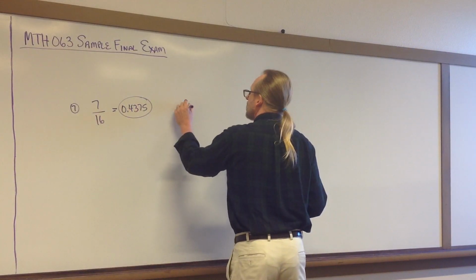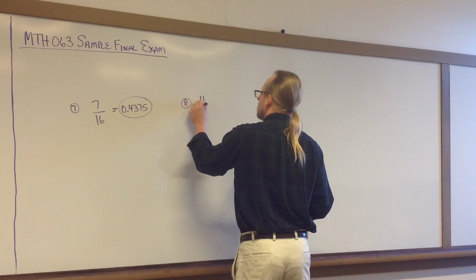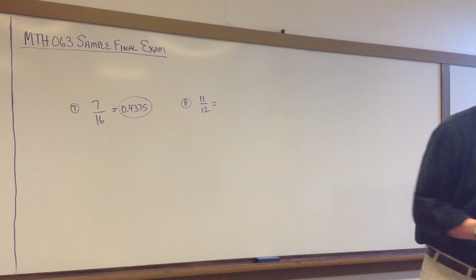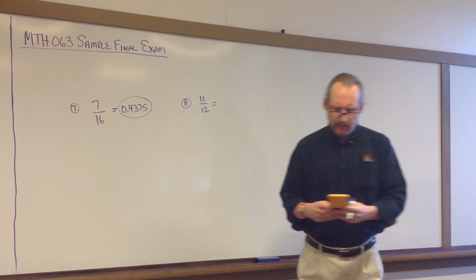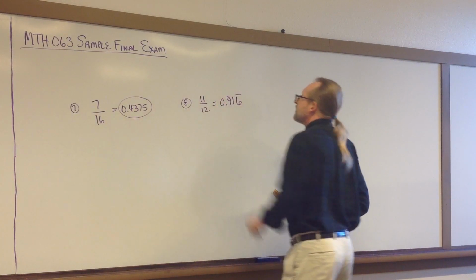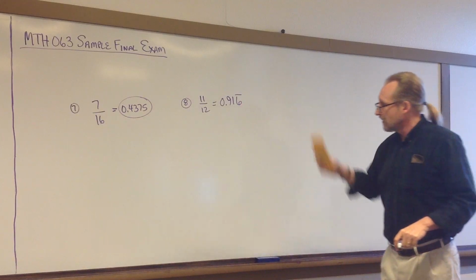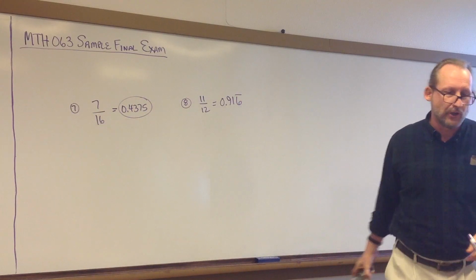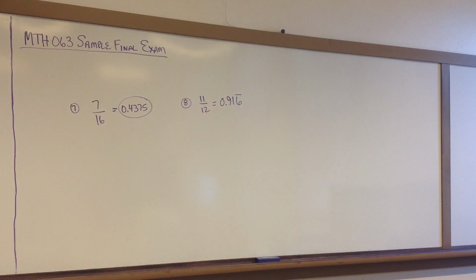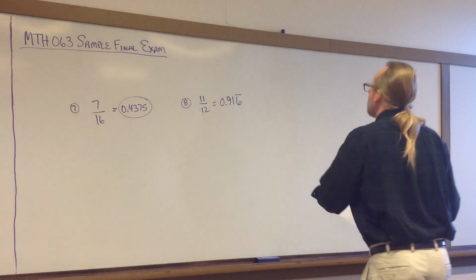Problem 8, we've got 11/12. So, same process, 11 divided by 12, 0.916 with the 6 repeating. So the bar just goes over the 6 because the 9 and the 1 don't repeat. Okay, problem 9.